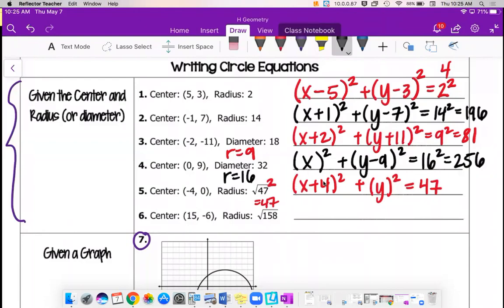Okay, let's do it one more time. X minus 15 squared because it was positive plus y plus 6 squared. And then remember, this is the radius. So to do the opposite, we square.